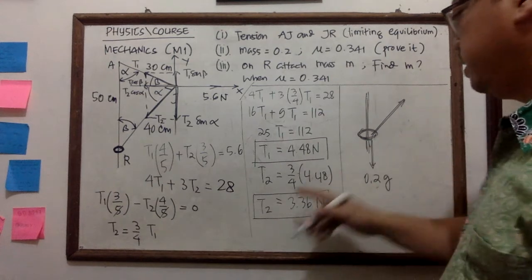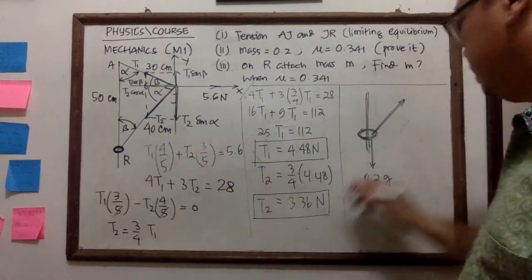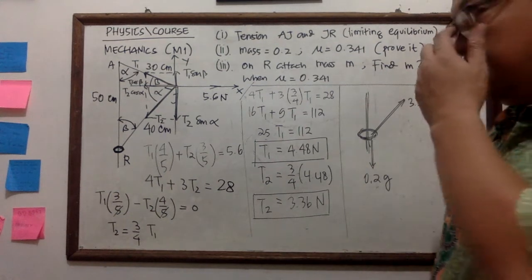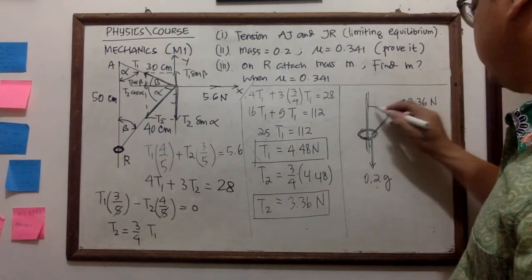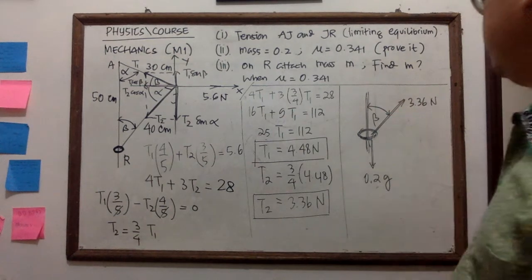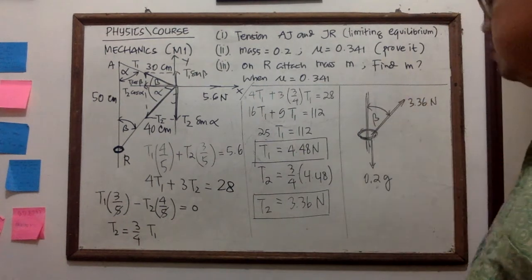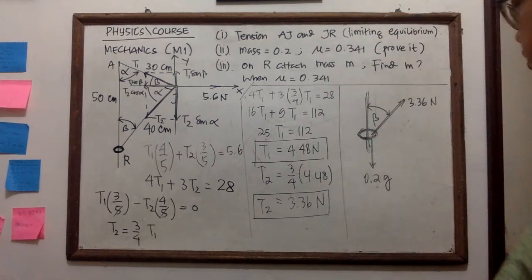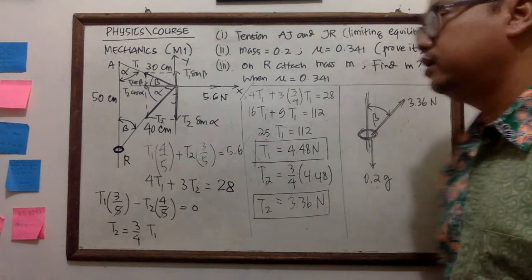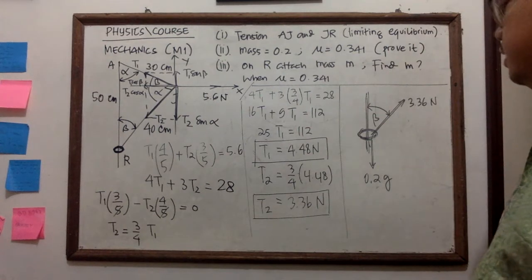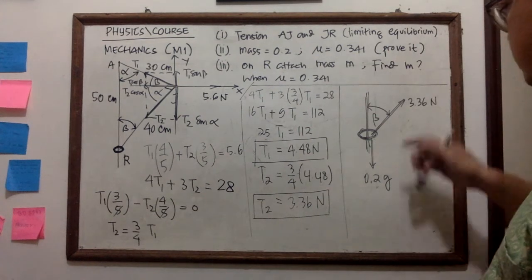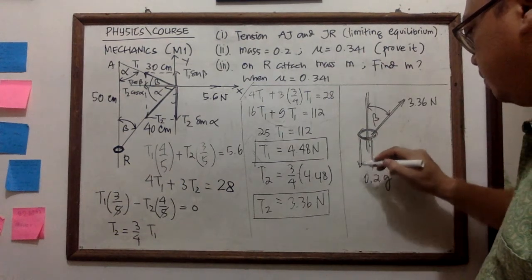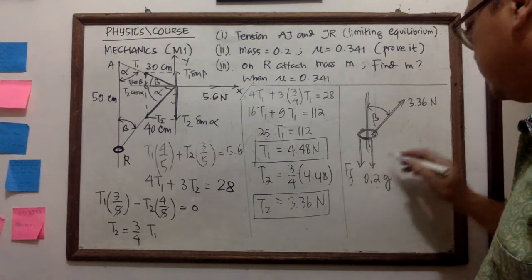the tension in the rope here, this is T2. T2 is 3.36 Newton, and we have here the angle beta, and we also have the frictional force. We don't know the direction of the motion. Actually, this is coming from up, so the frictional force will be going down. This is the frictional force.